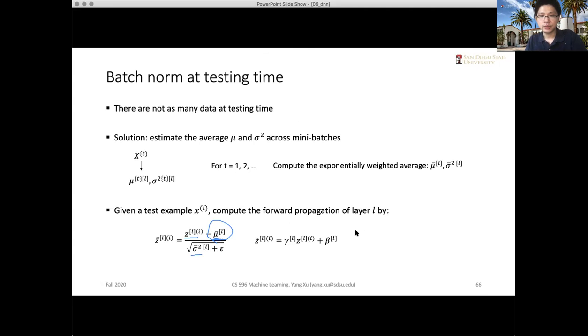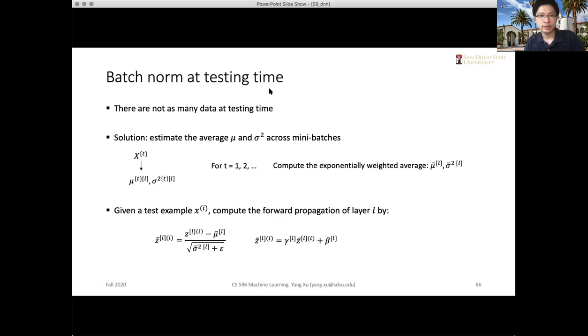And we just use the resulting z bar like the way we did in the training process. All these parameters are now fixed because the training has ended. We just directly use gamma and beta as parameters.